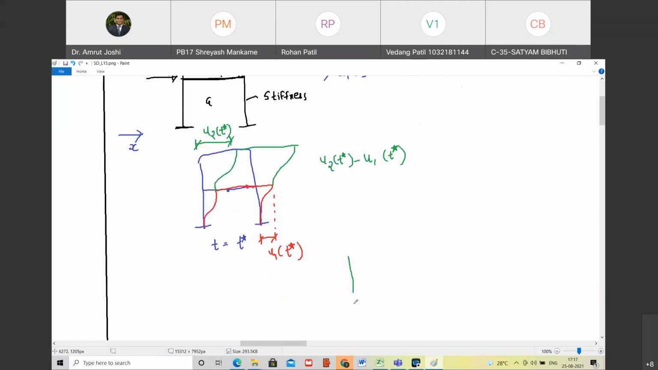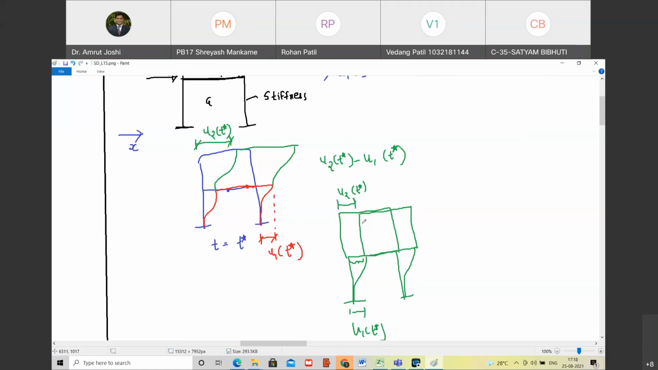Let us imagine that this is the ground story, and this is the first story. Happy? Are you with me? Yes, sir. After deformation, the first story deforms in this fashion, and the second story deforms in this fashion. Are you with me? Yes, sir. Now, this is U2 of t star. Do you agree with me? Yes. And this is U1 of t star. Happy? Yes, sir.